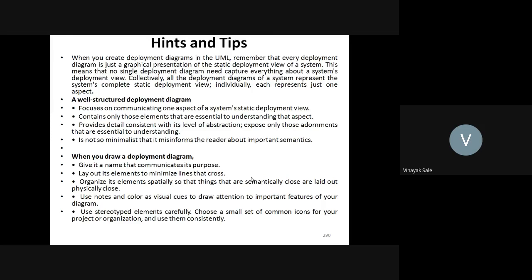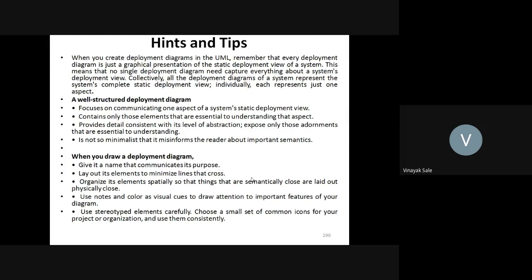Then, hints and tips. When you create deployment diagrams in UML, remember that every deployment diagram is just a graphical representation of the static deployment view of a system. That is, no single deployment diagram need capture everything about a system's deployment view. Collectively, all the deployment diagrams of the system represent the system's complete static deployment view. Individually, each represents just one aspect.